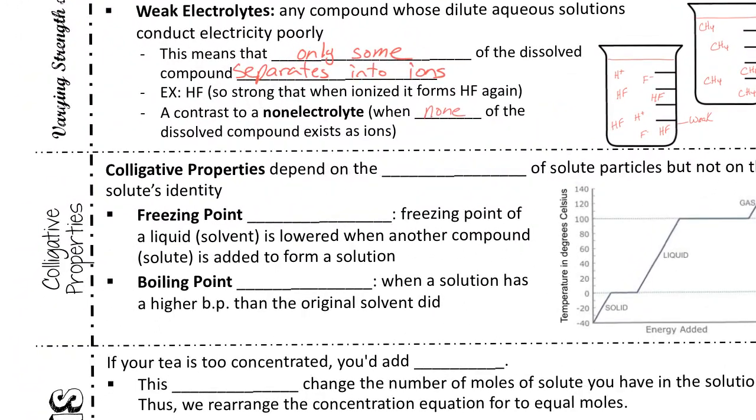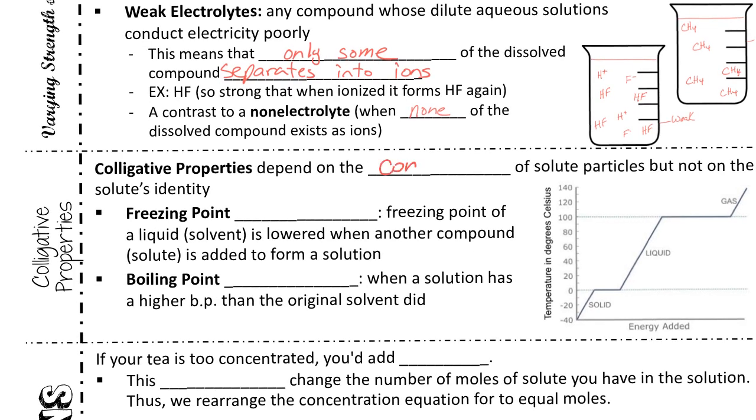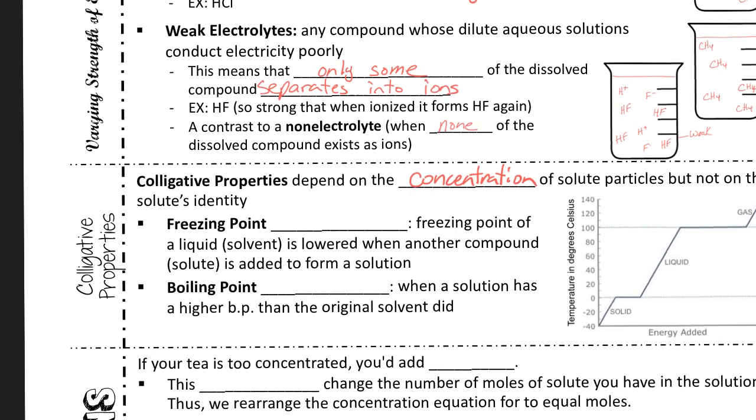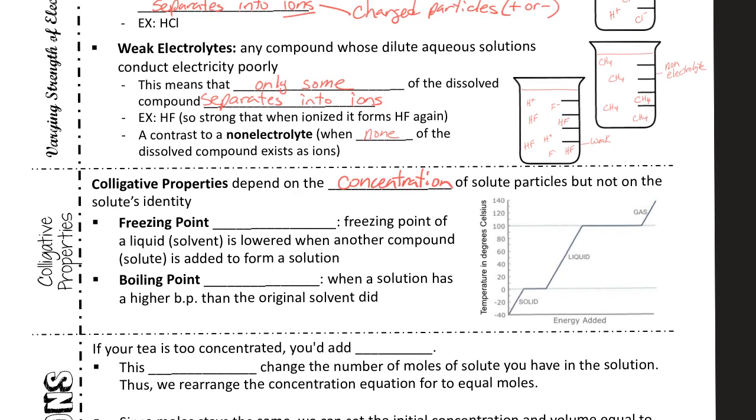So colligative properties, these are properties that depend on the concentration of the solute particles, but not on the solute's identity. A great example of that is freezing point depression, where you have a liquid solvent and then you add solute to it, and it actually makes the freezing point happen at a lower temperature. And I'll explain that in just a second. The opposite of this would be a boiling point elevation, when a solution has a higher boiling point than the original solvent did.